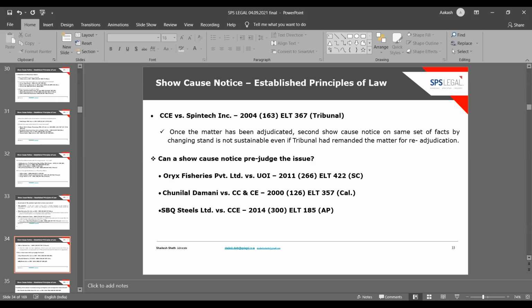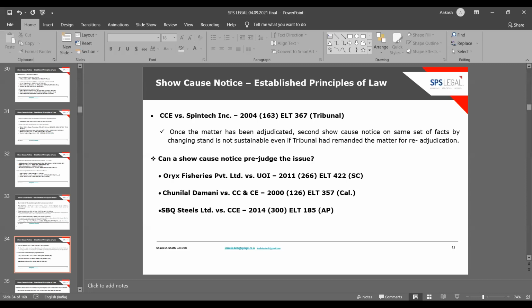Another very interesting issue that arises at times is, can a show cause notice prejudge the issue? In all these cases, the Supreme Court and High Courts have held that if the reading of the show cause notice shows that the authority has already made up his mind and formed his conclusion, then it will be like prejudging the issue, and therefore giving an opportunity of representation and hearing to the taxpayer will be only an empty formality.